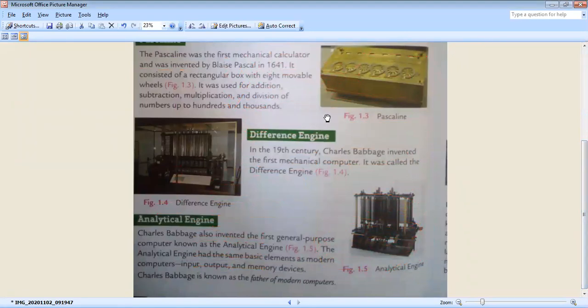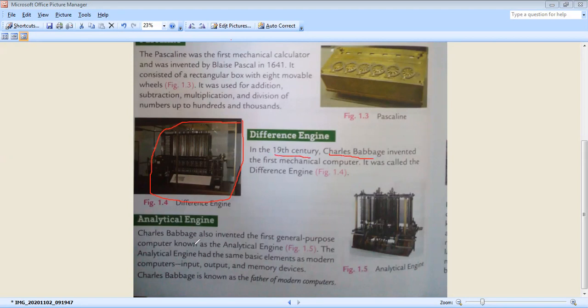After that came the difference engine. In the 19th century, Charles Babbage invented the first mechanical computer. It was called the difference engine, and it is believed to be the first mechanical computer.